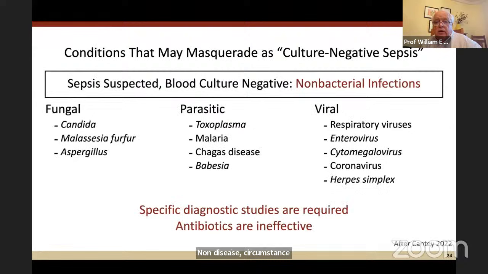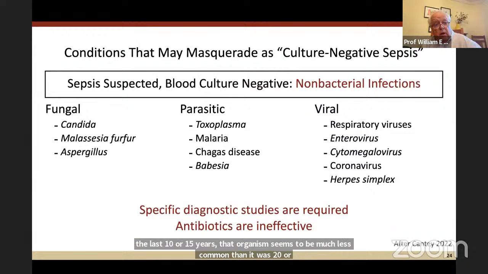Next is the category of infections which are non-bacterial in nature, which of course we can divide up into fungal, parasitic, and viral. The fungal diseases, most commonly in the NICU, Candida. We are seeing much less Malassezia furfur these days. That's a fungal organism that is associated with the delivery of intravenous lipid solutions. With the more modern intravenous lipid solutions that we've been using for the last 10 or 15 years, that organism seems to be much less common than it was 20 or 25 years ago.